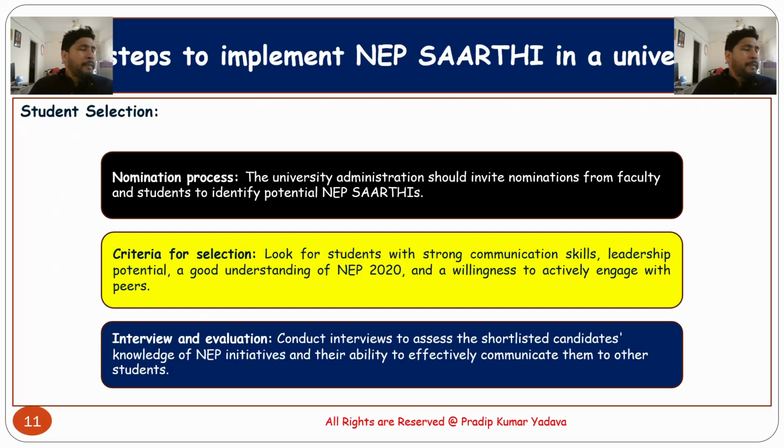So how can we implement NEP Sarthi in a university? There are various processes. First is student selection. The university administration should invite nominations from the faculty and students to identify potential NEP Sarthis, and there should be defined criteria for selection. Look for students with strong communication skills, leadership potential, good understanding of NEP 2020, and willingness to actively engage with their peers.